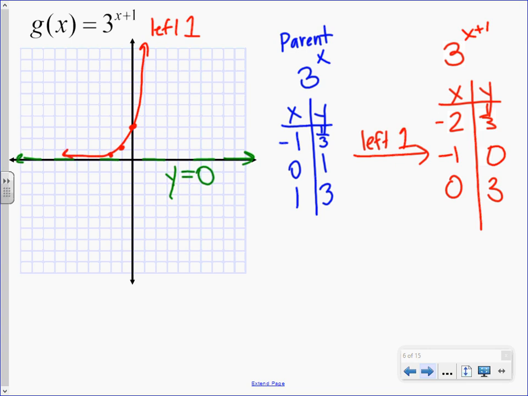Okay. It's just our parent graph shifted to the left one. Okay. Maverick.